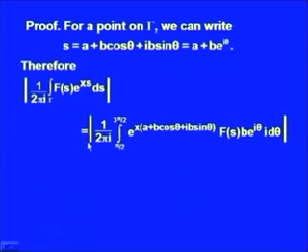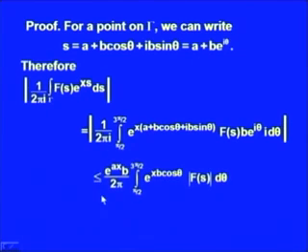Then the modulus of 1 over 2 pi I integral over gamma f s e to the power x s d s is equal to modulus of 1 over 2 pi I integral over pi by 2 to 3 pi by 2 e to the power x s, that is a plus b cos theta plus I b sin theta, into f s, and then d s will give you I into b into e to the power I theta d theta.